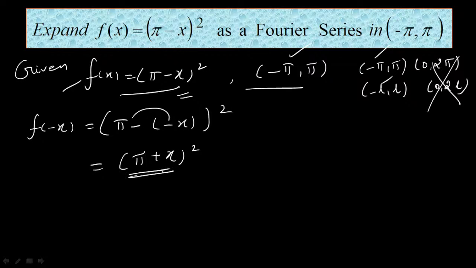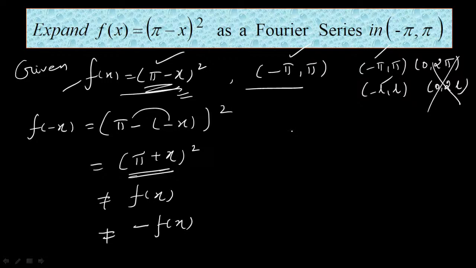Look at the given function and here too. So this is pi plus x the whole square. The given function is pi minus x the whole square, which means f of minus x is not equal to f of x, isn't it? This is not the given function. The second condition, what is the second condition we have to verify? If it is equal to minus of f of x, no.